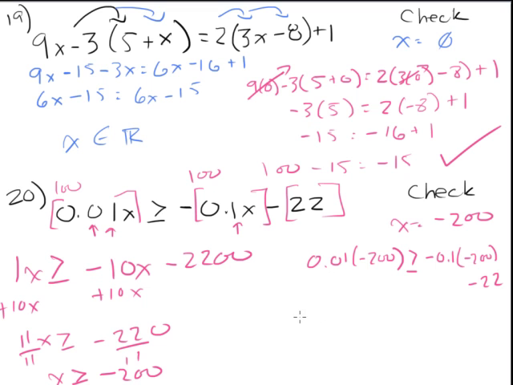So when I clean up, it'll come out nicely. 0.01 times negative 200 is just going to give me negative 2. Negative 0.1 times negative 200 is going to give me positive 20, and I still have my negative 22. Negative 20, negative 2 is greater than or equal to negative 2. That's actually correct. So that's right.